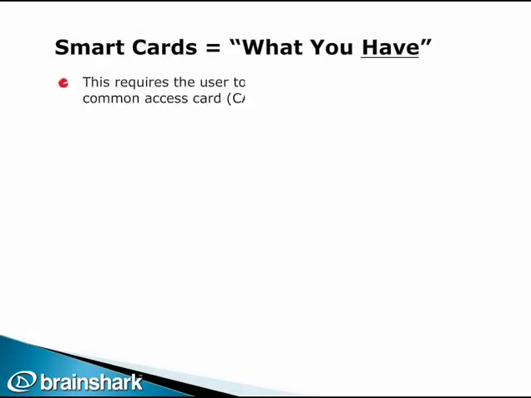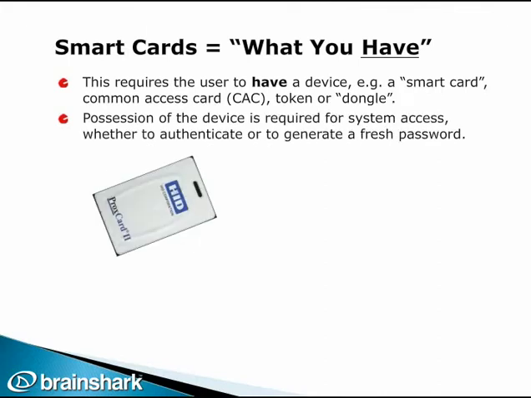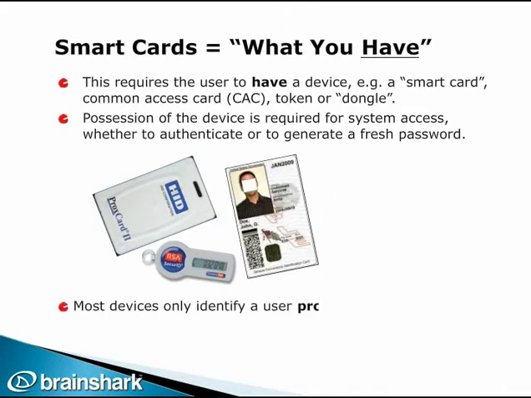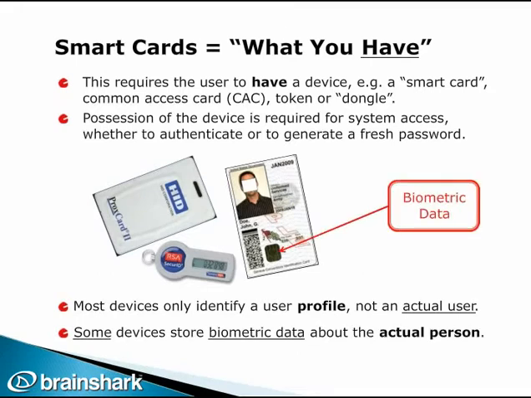The second category of security is called what you have. This includes smart cards, common access cards, and so on. All you need is possession of the device to authenticate or to generate new passwords. Most of these devices are only tied to a user profile, which theoretically is tied to an actual user. Some smart cards do store biometric data, but the user has to have the device in their possession at all times. In other words, what you have.